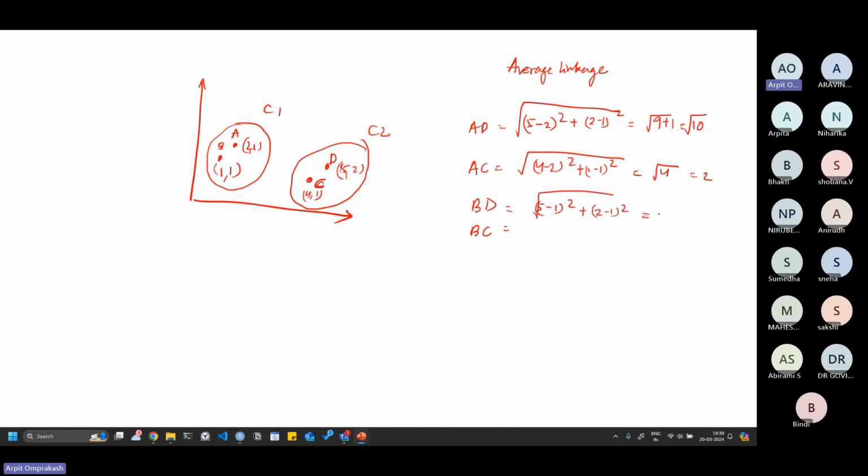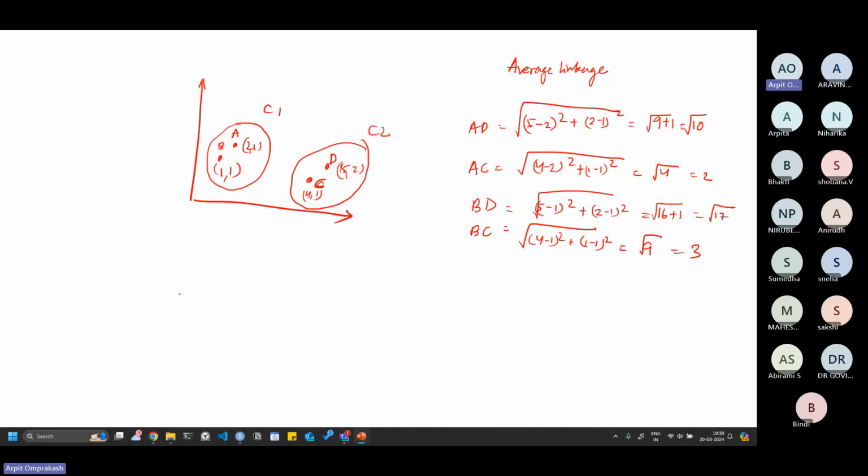BD will be 5 minus 1 whole square plus 2 minus 1 whole square. So it's basically 4 square, 16, plus 1 square, 1, root over 17. And BC will be 4 minus 1 whole square plus 1 minus 1 whole square. So this is 3 square, 9, and this is 0, this is 3.